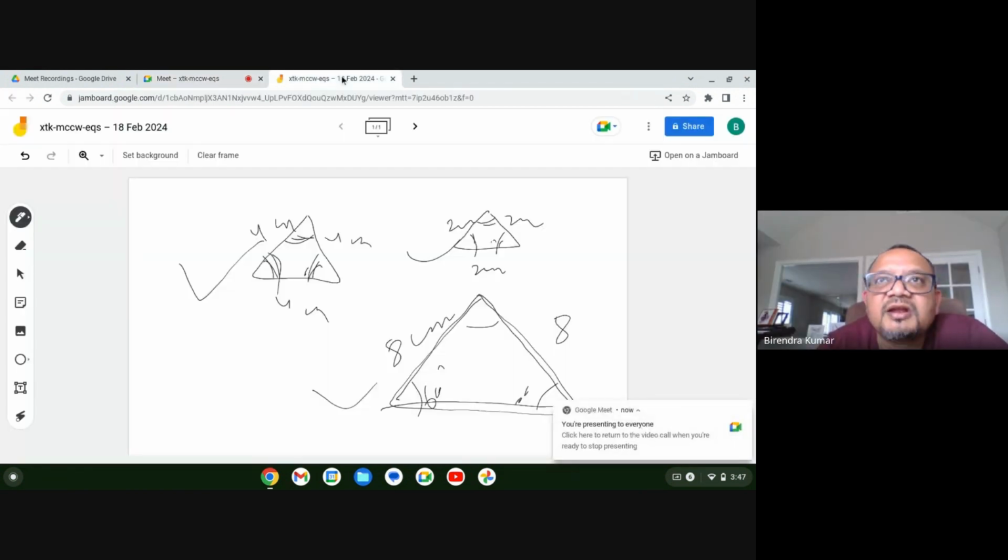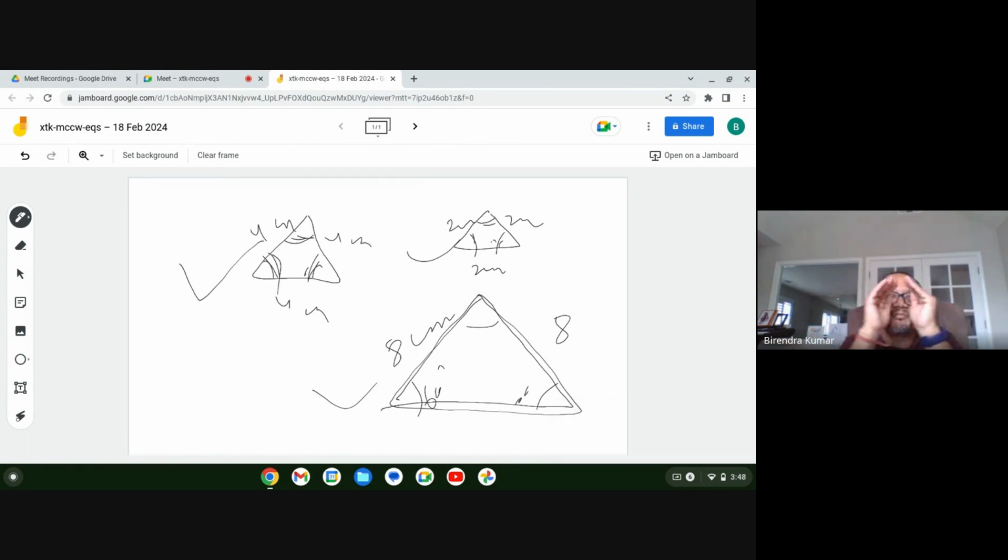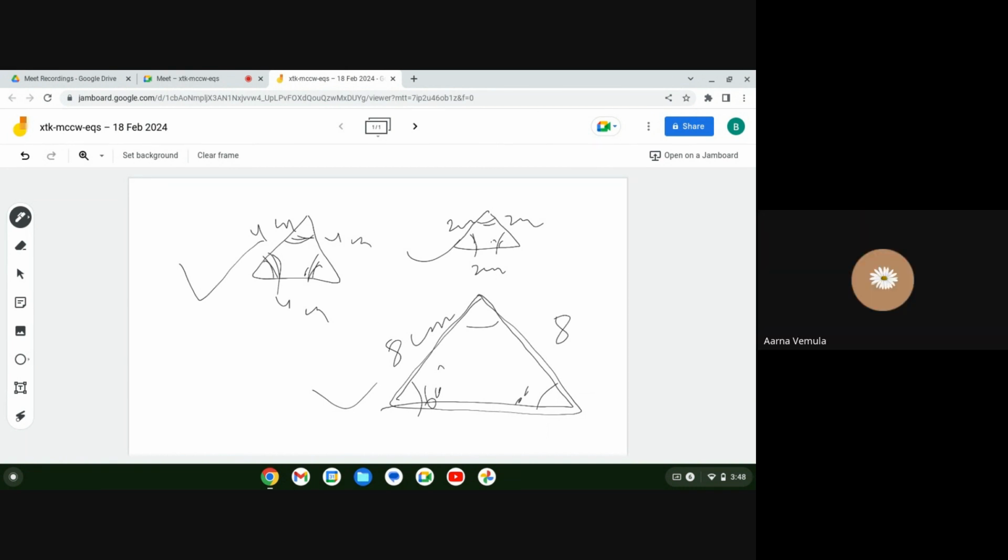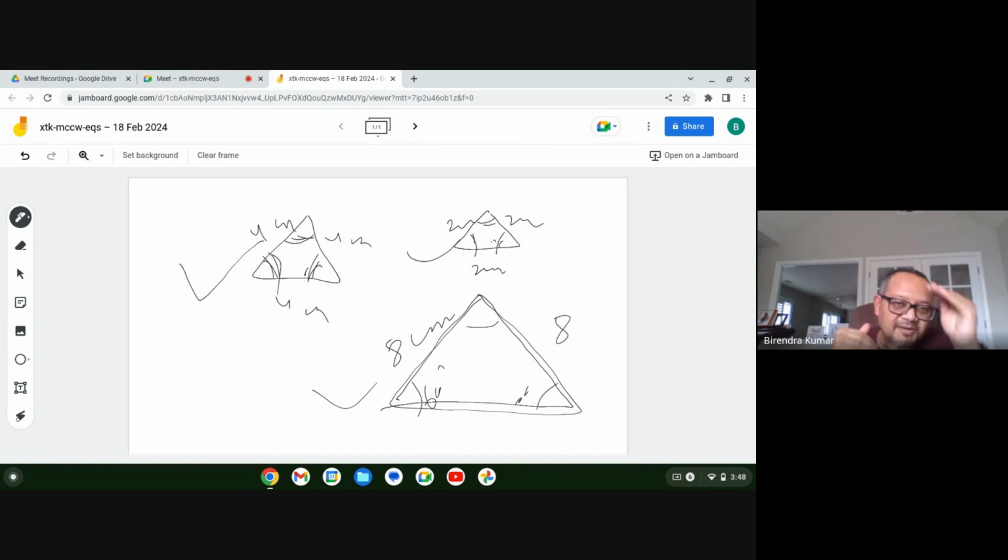So a similar triangle tells you that the shapes are matching because the angles between the lines are matching, but they are bigger or smaller in size. That's what it means. So they will look like triangles from the same family.